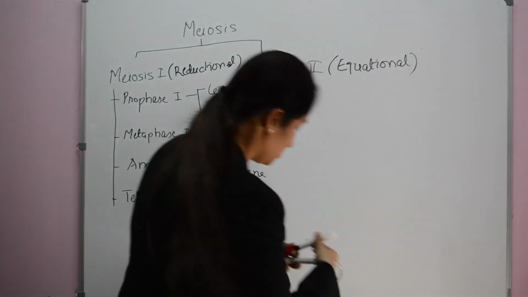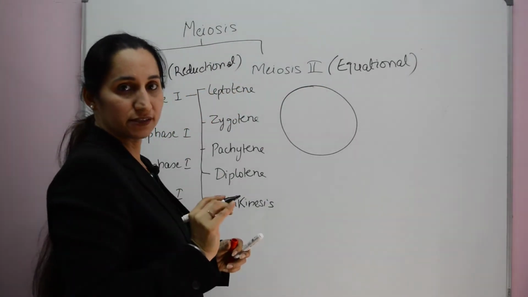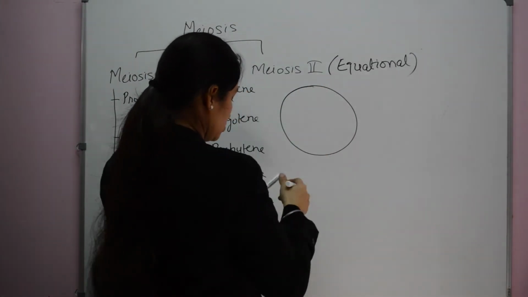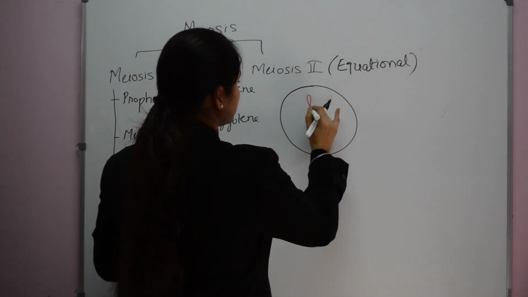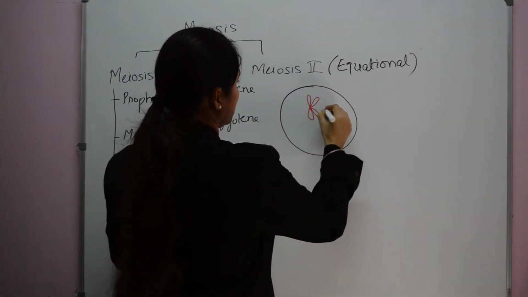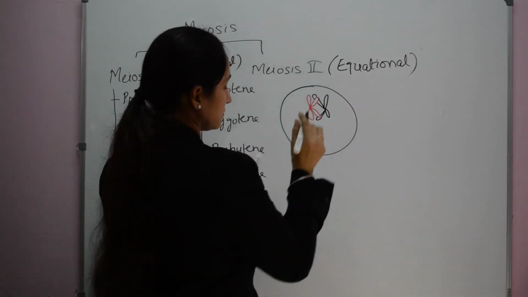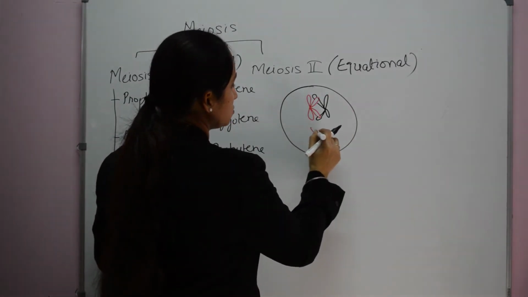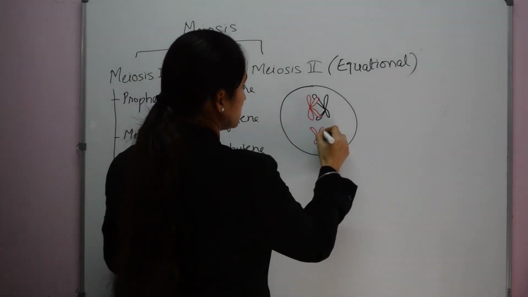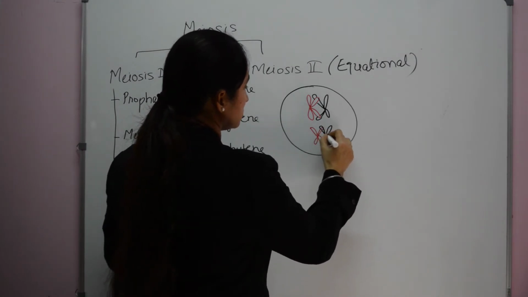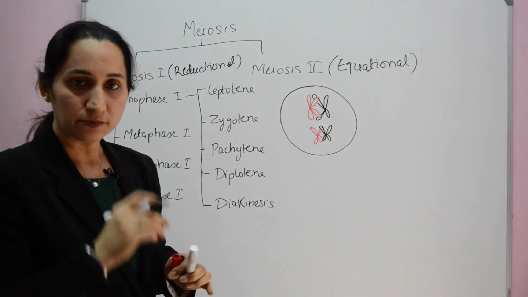We know that in metaphase one, these chromosomes start arranging at the equatorial plate, right? So this will arrange at the equatorial plate. It is like this, right? Suppose there are two, then these two will arrange at the equatorial plate. Let us suppose this is another chromosome pair. These have arranged themselves in the equatorial plate.